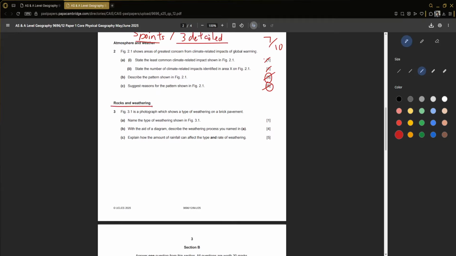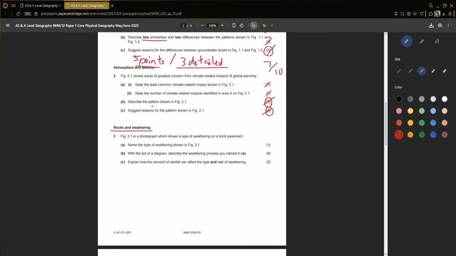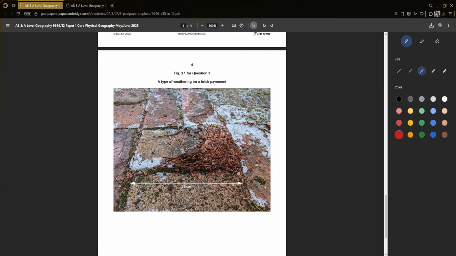Alright, rocks and weathering. This is my most favorite topic of physical geography, and I got full marks for this one. I got 10 out of 10. So let's go down into this.